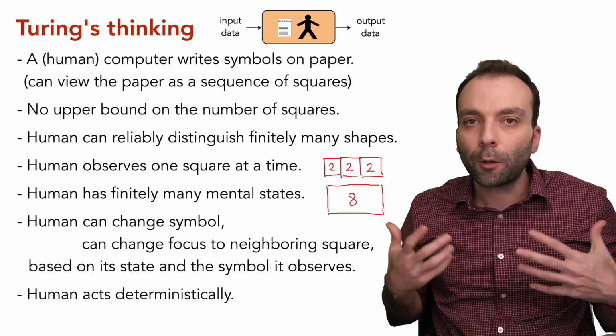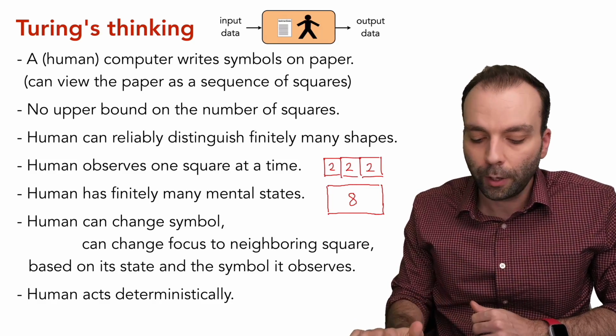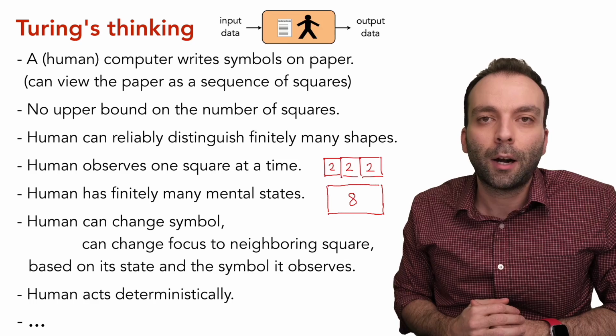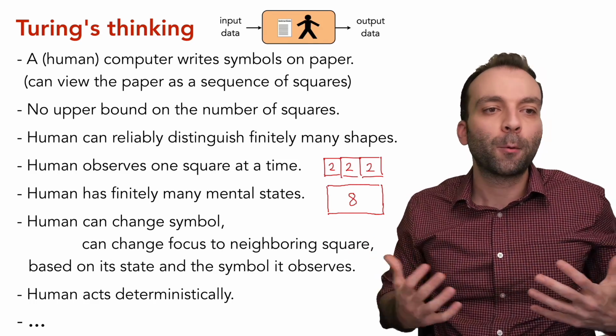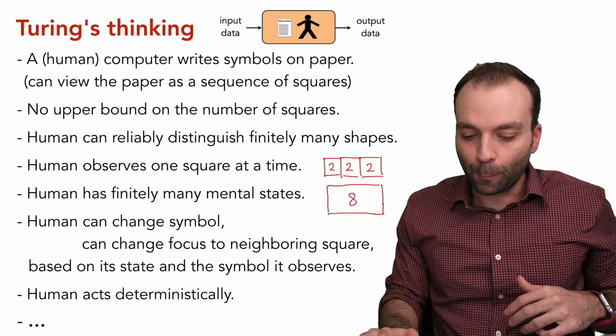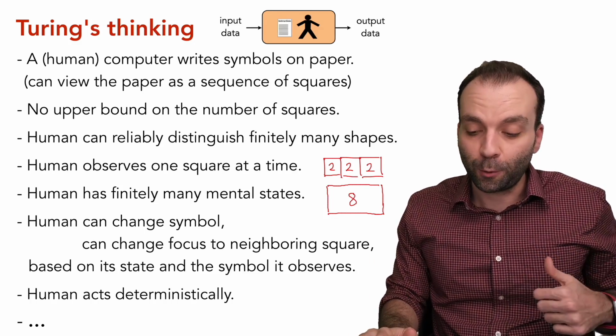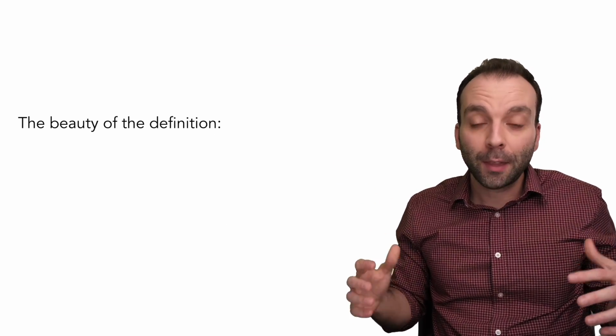What else? He said humans act deterministically and so on and so forth. So he had some nice arguments like this. And when people read these arguments, they were like, yeah, this captures really what a human being does when they're doing computation. So the beauty of this definition, there are a couple of things.